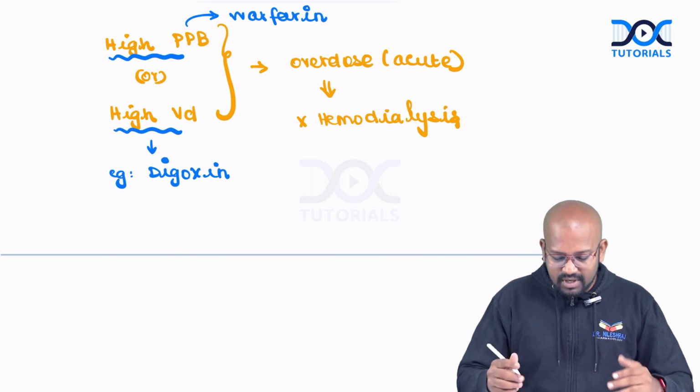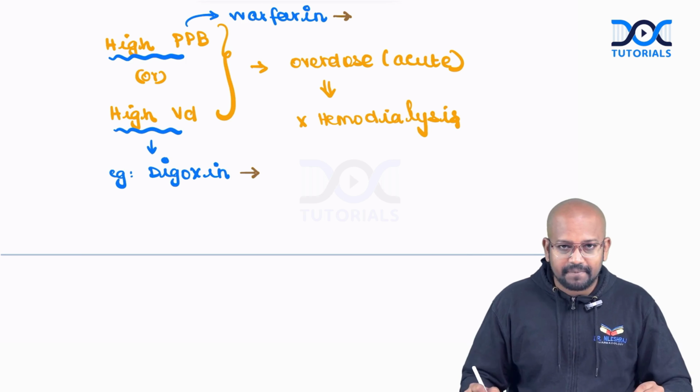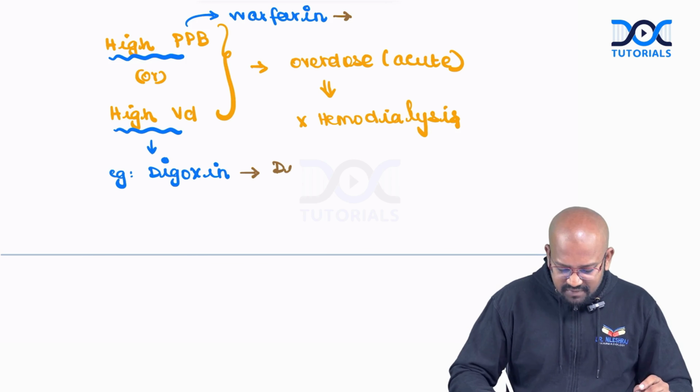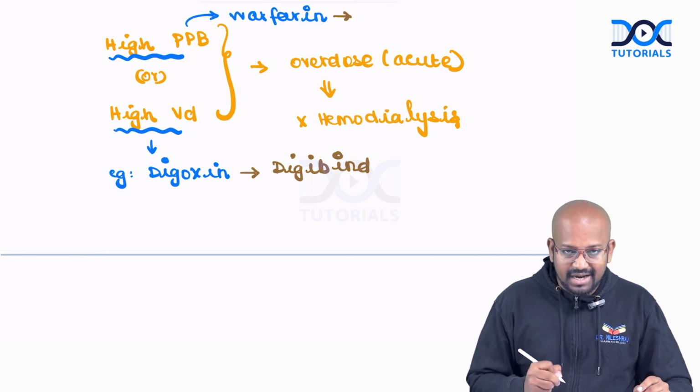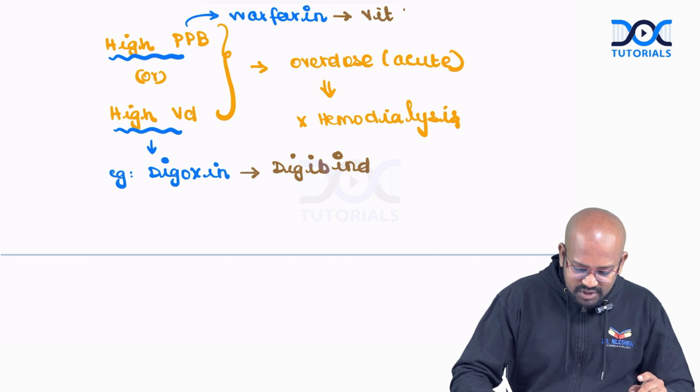Because I cannot do dialysis, I have created a specific antidote for these drugs. For digoxin, what is the specific antidote? Digibind. I hope most of you would be knowing it. Digibind is the specific antidote. For warfarin, we have a specific antidote which is vitamin K1.